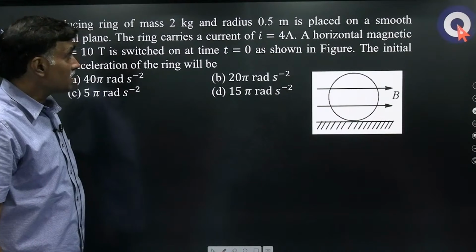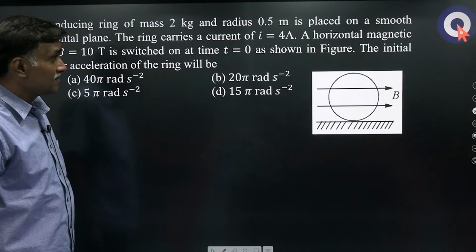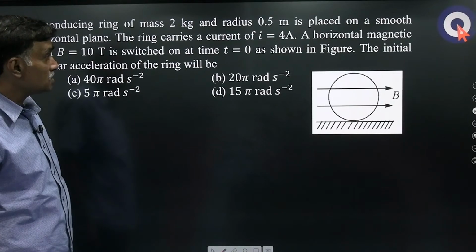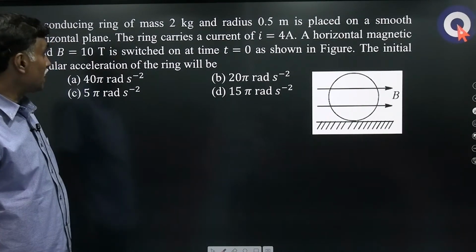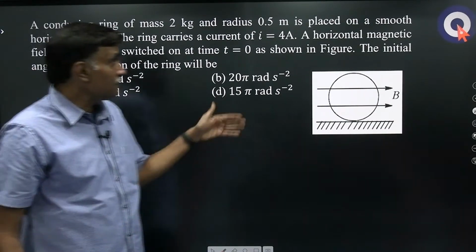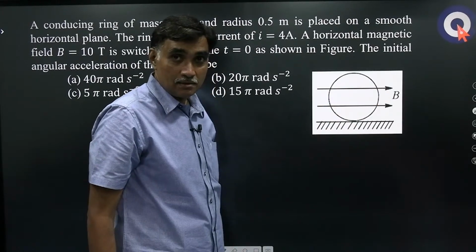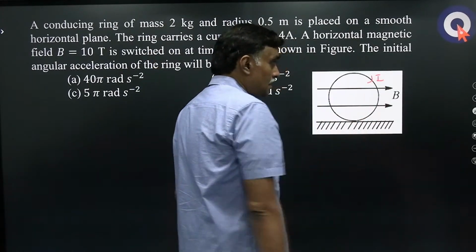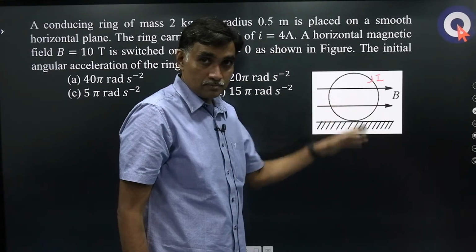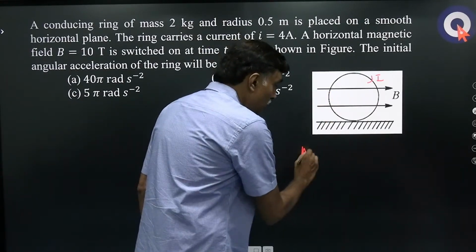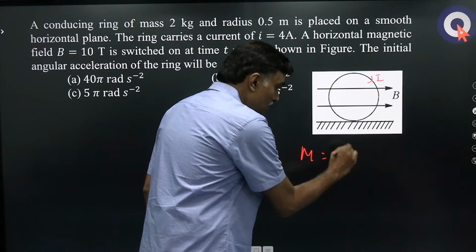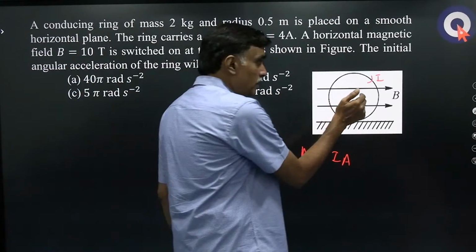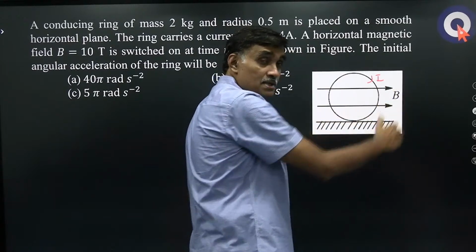The ring carries a current I equal to 4 ampere. The horizontal magnetic field B equal to 10 Tesla is switched on at t equal to 0 as shown in the figure. The initial angular acceleration of the ring? So there is a magnetic field like this and there is a current in the wire, maybe clockwise or anticlockwise. If the current is like this, then the magnetic moment is going into the page. What is magnetic moment? I into A. If the number of turns is given, you can find that. So the magnetic moment is going in, and the magnetic field is in this direction.